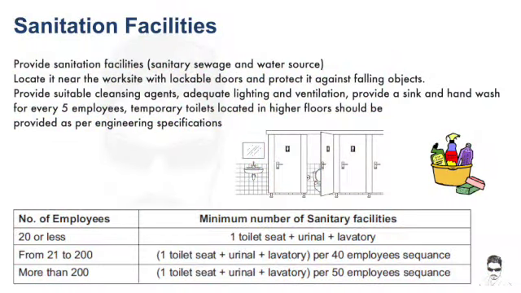Provide sanitation facilities located near the worksite with lockable doors and protected against falling objects. Provide suitable cleansing agents, adequate lighting and ventilation. Provide a sink and hand wash for every 5 employees. Temporary toilets located in higher floors should be provided as per engineering specifications.